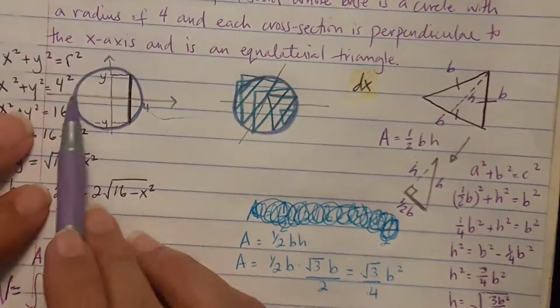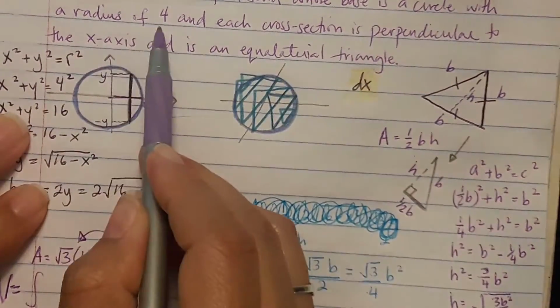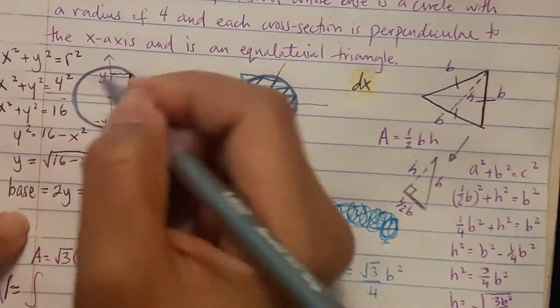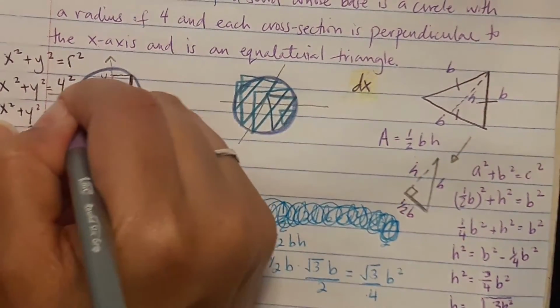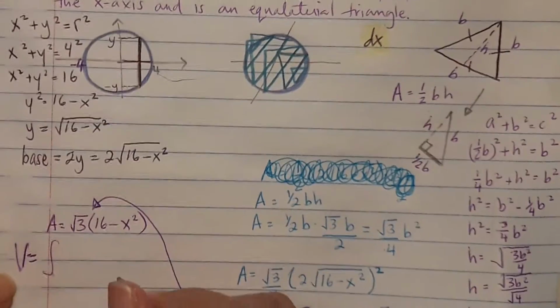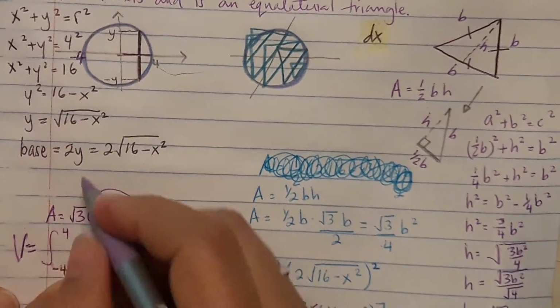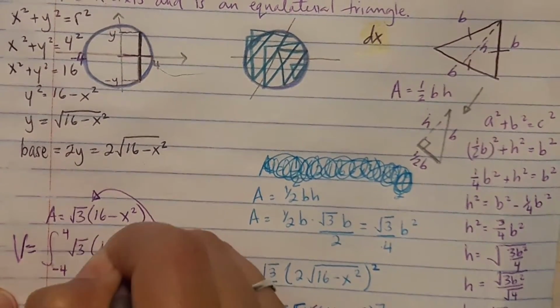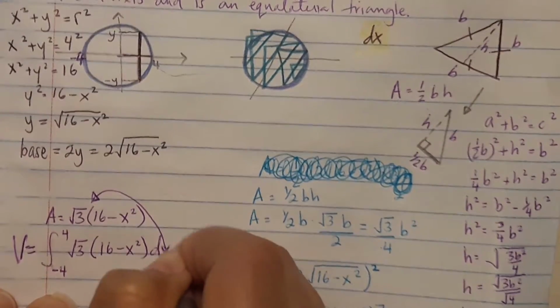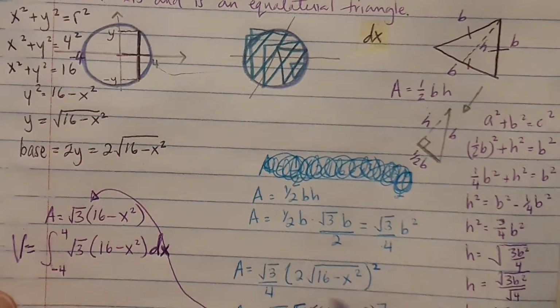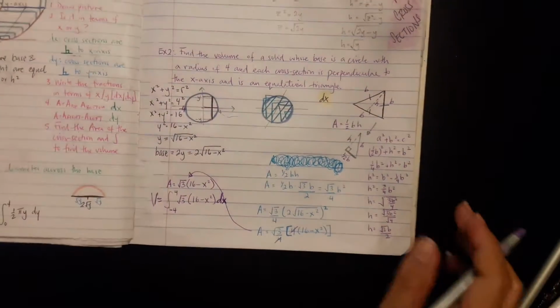To find the volume in terms of x, we need to go from -4 to +4, because remember the radius was 4, right? So if it's from 0 to 4, then the other side is -4 to 0. So -4 to 4 of the area in terms of dx. And that's pretty much all there is to it. You really just need to remember, if it's in terms of x, it's perpendicular to the x-axis. If it's in terms of y, it's perpendicular to the y-axis.